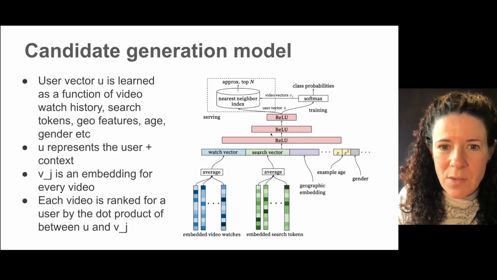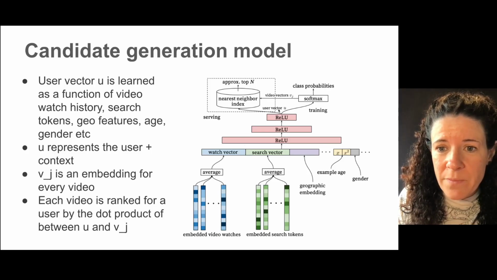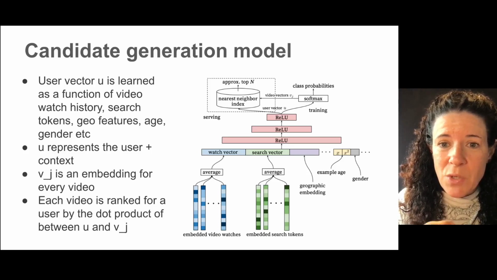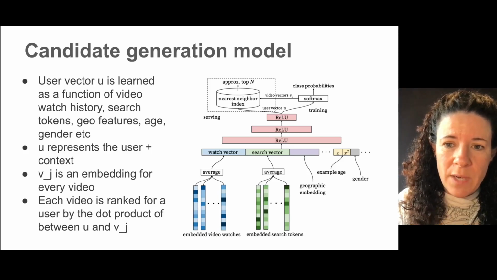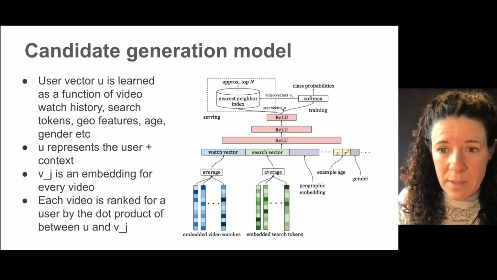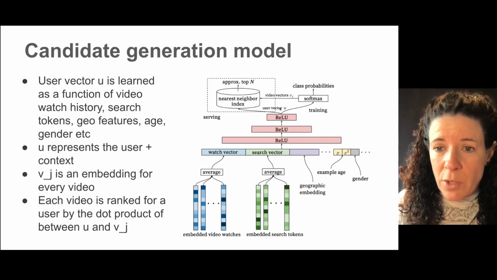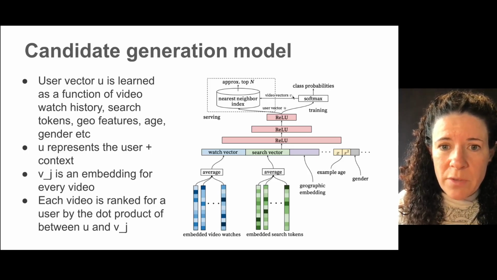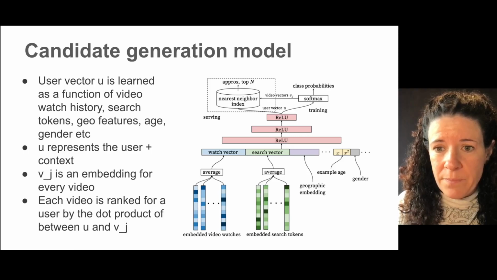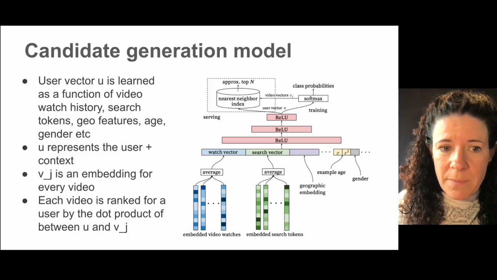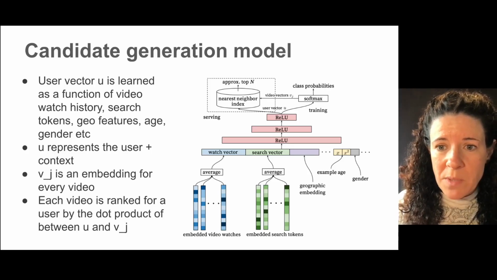This whole thing here is a neural network. The neural network is going to take a lot of features that I'm going to talk about, and it's going to produce a vector U. That vector U represents the user and the context. For each user, you get this vector U that represents the user at a particular context. It is a k-dimensional vector, and it is learned by the model. Then you have a bunch of vectors Vj, a vector per video, also learned by the model. At the end you rank each video by the dot product of U times Vj.